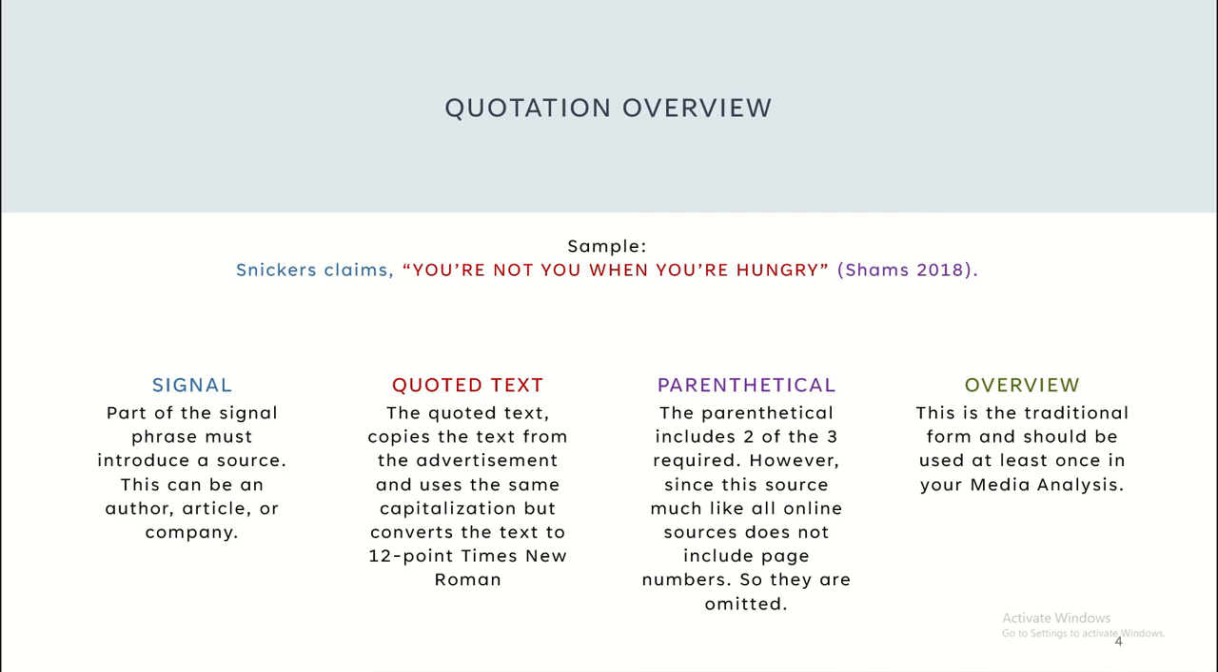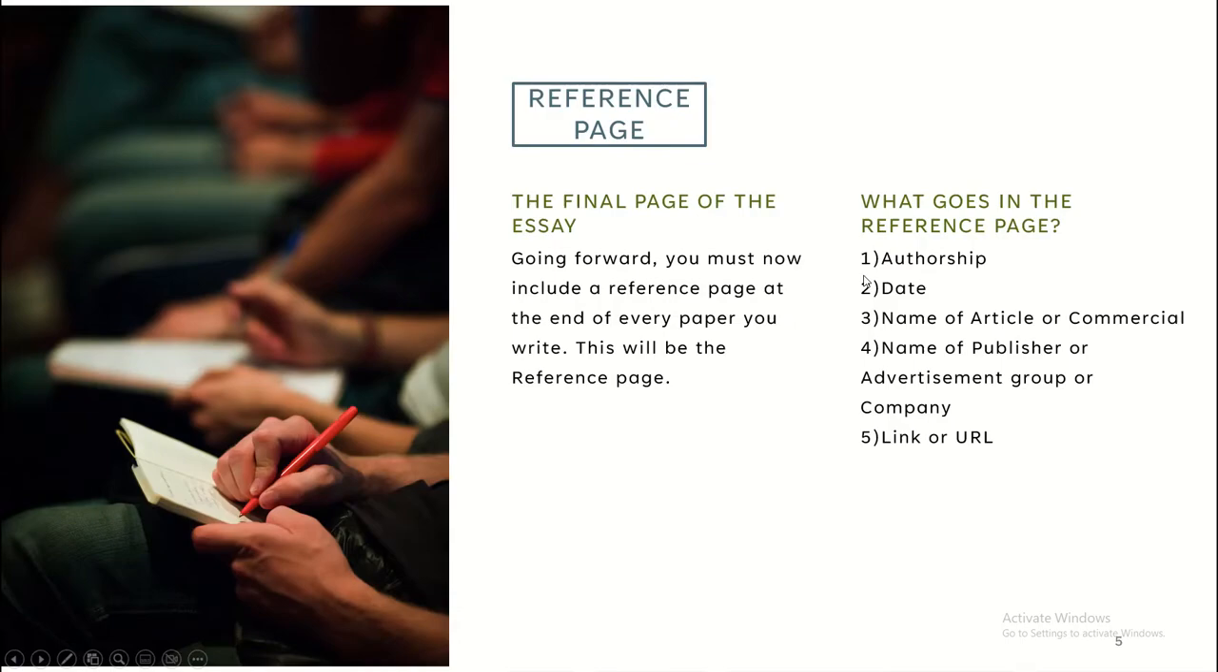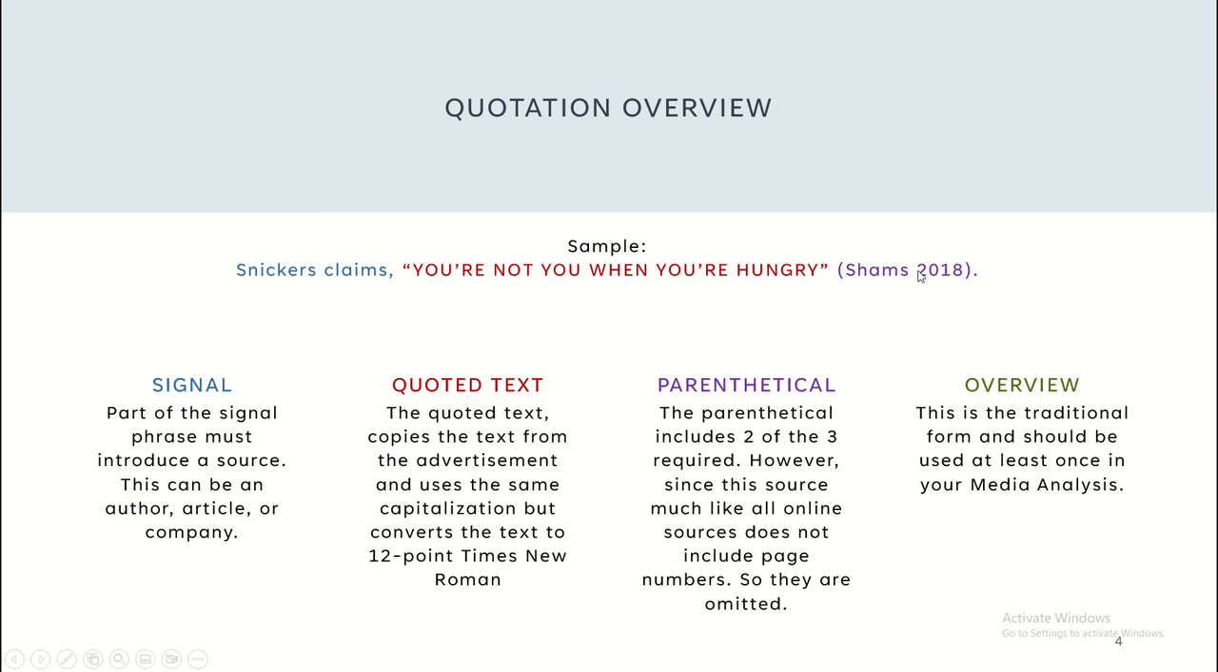Now, for those of you that are using YouTube for your commercials, you'll simply put the channel's name here, where it says Shams, and then you'll put the year that it was put up on YouTube here. So it could be as recent as 2022, or as early as, I guess I would say, the early 2000s, if it's been up there that long, right?